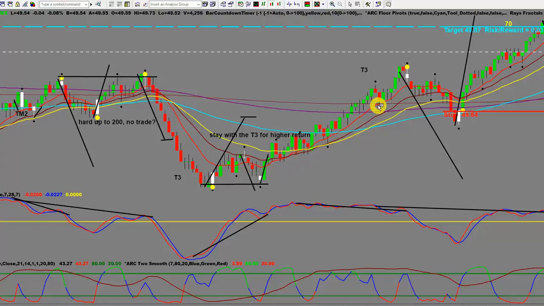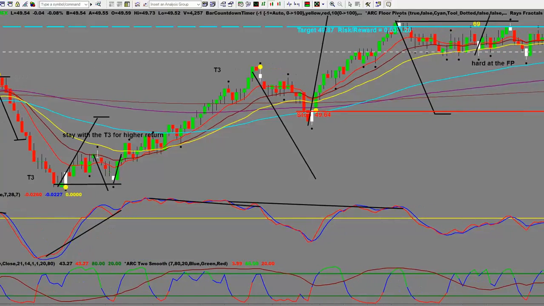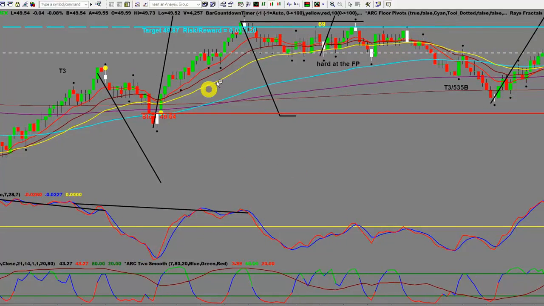Now we rallied up here. Here was your first entry there. It was a T3 that gave you 5 or 6. In that particular case, it wasn't a great return on that one. It was 5 or 6 ticks there. We then had a great 89B. Here it is here.